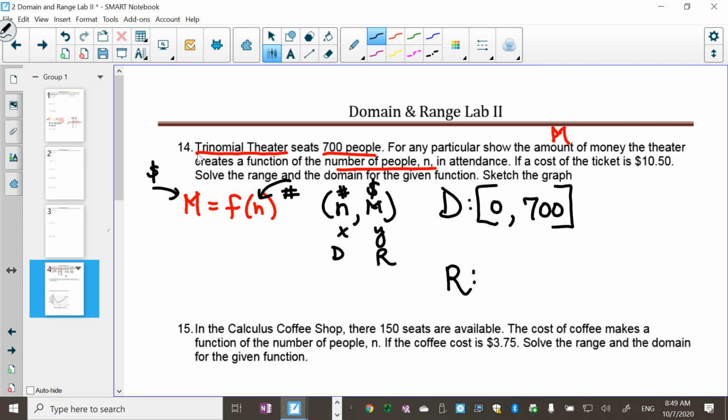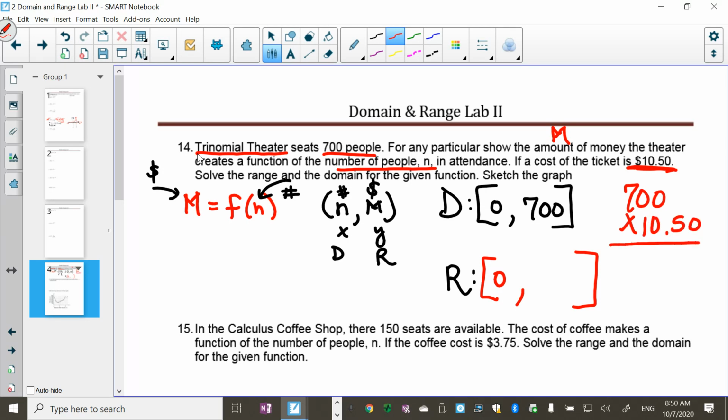Okay. Now my range, we already said, was the amount of money you make. So I look above and say, okay, if nobody goes in the movie theater, I'm not going to make any money. So the lowest I can make is $0. But then they said the cost of each ticket is $10.50. So I'm thinking, well, what's the most amount of money I can make? Well, the most I can make is if I fill the theater with 700 people, they each pay $10.50 a ticket. And when I do that, I get $7,350 in my movie theater. So that is actually my range.